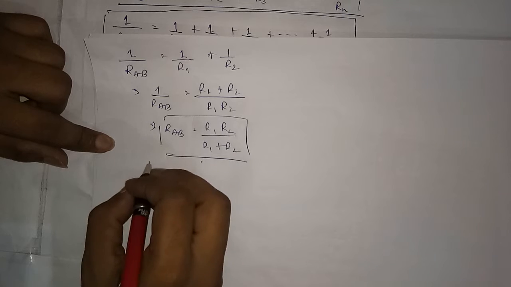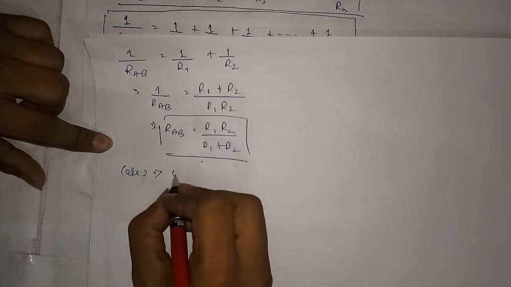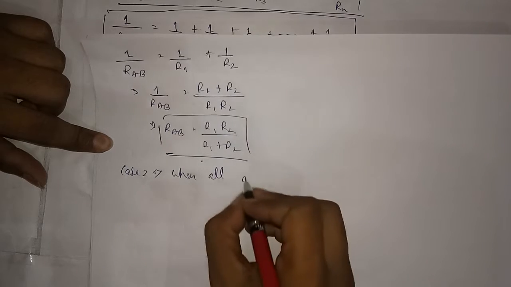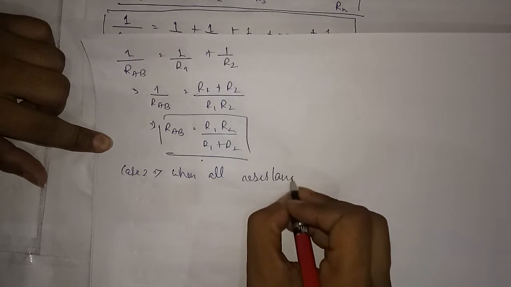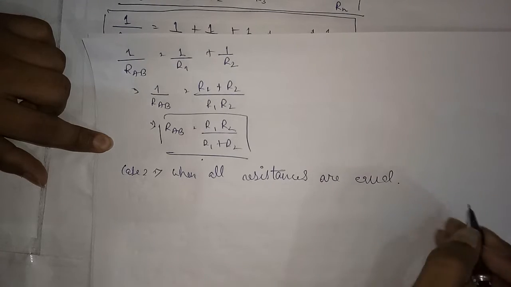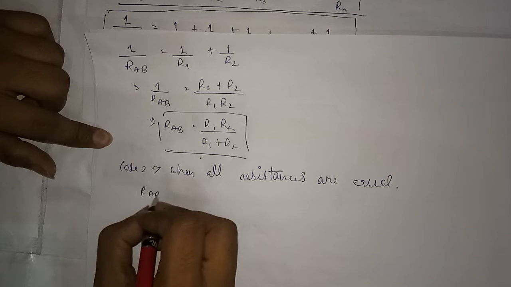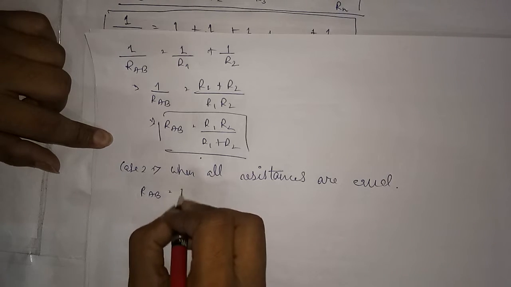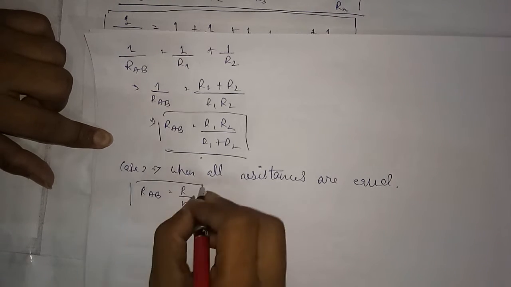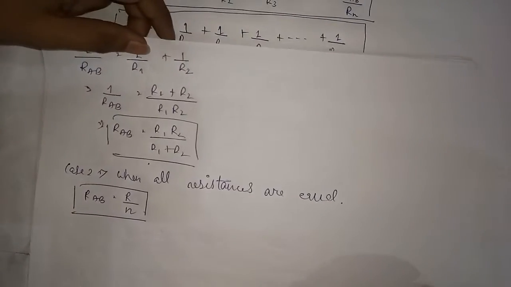And now moving towards our case number 2. So case 2, when all resistances are equal, then our equation gets converted into RAB is equal to R upon N. Now let me give you an example of all these conditions.